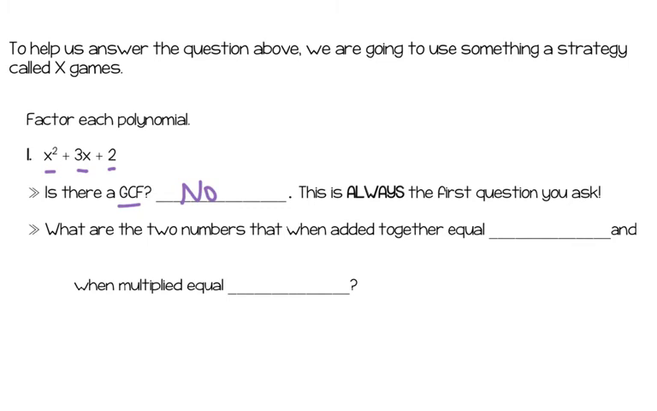So the next thing I want to know is what are the two numbers that when added together equal my middle term, 3x, and multiplied equal my last term, or 2. And with the signs here, the positive 3x, you don't have to write that, but just so you know it's positive, and then this plus 2. If that was a minus 2, you would have to write it, but we don't have to write it if it's positive. So that's what I'm looking for.